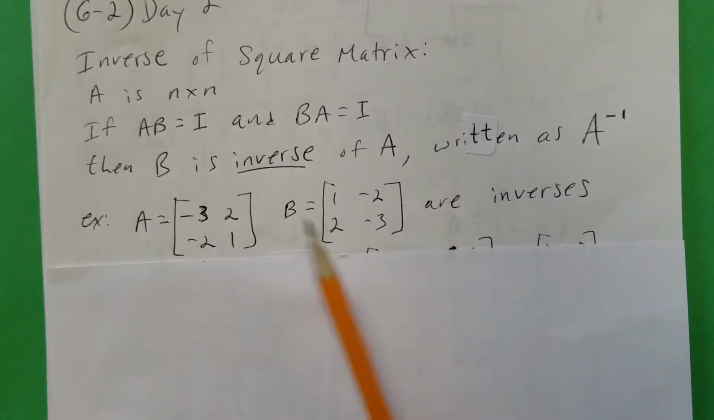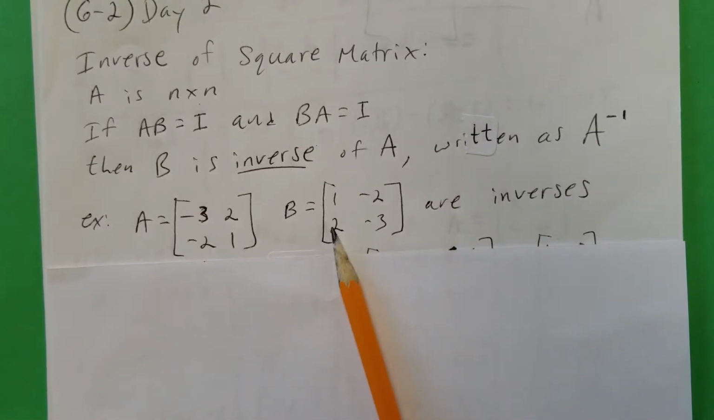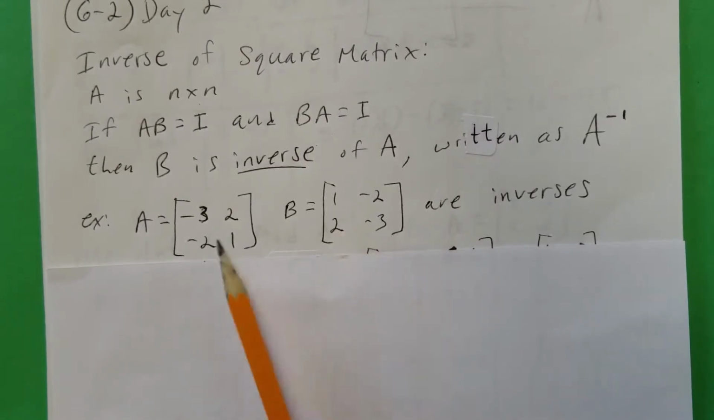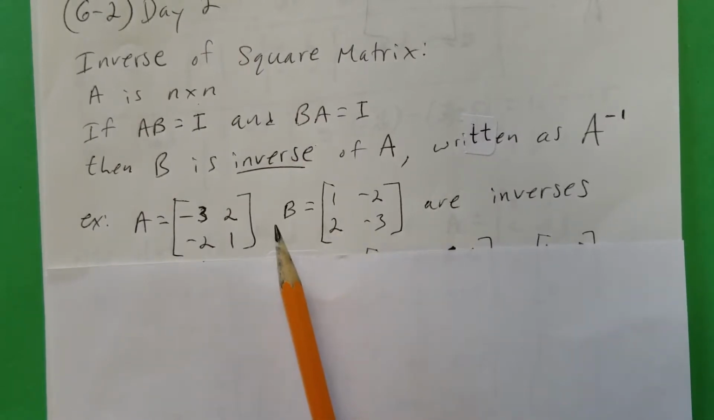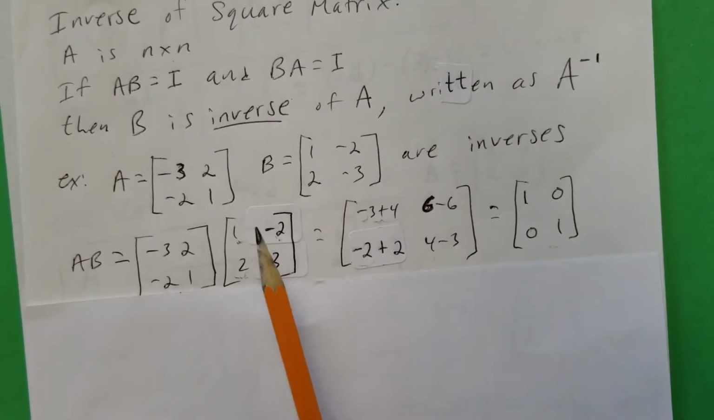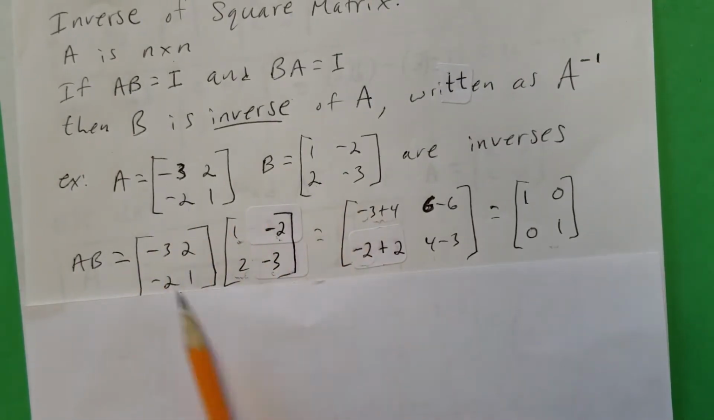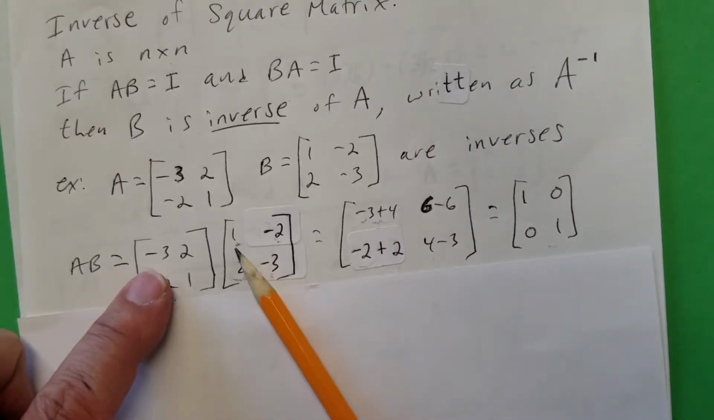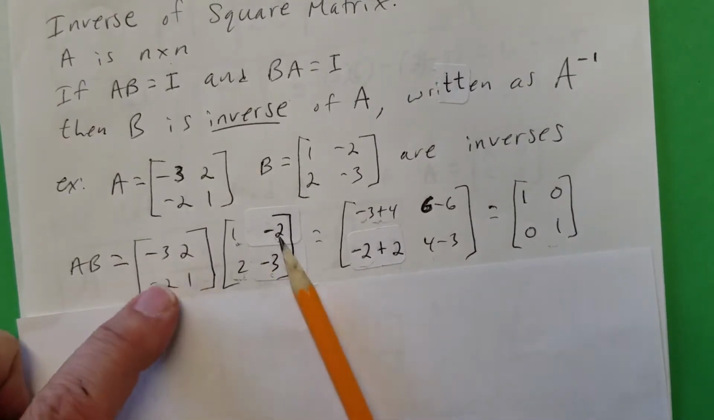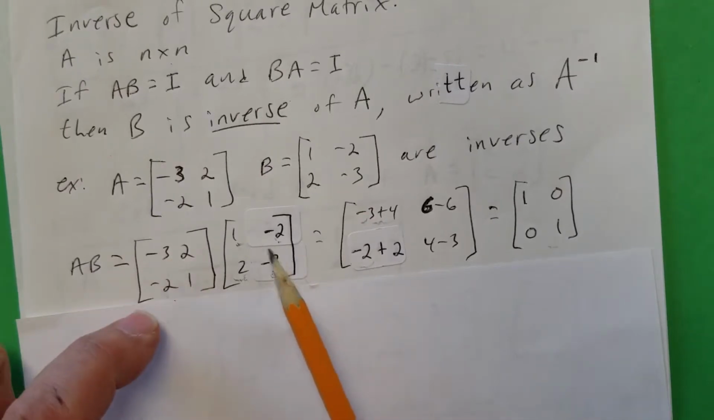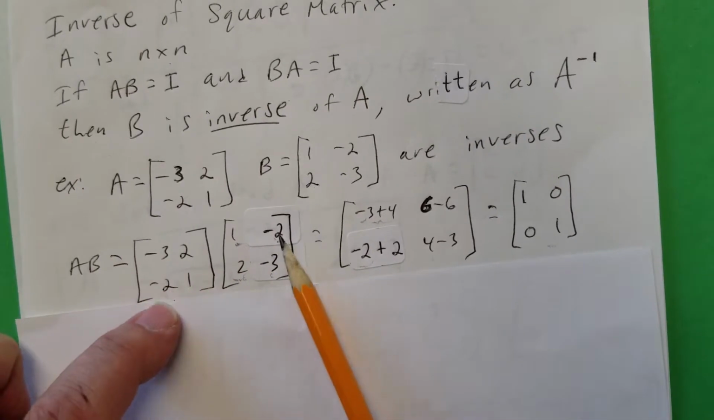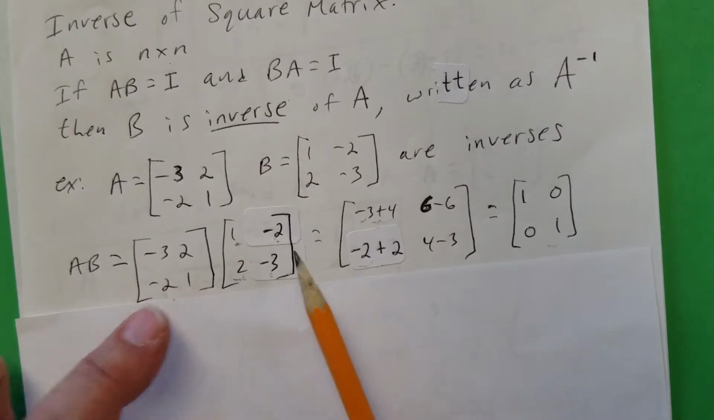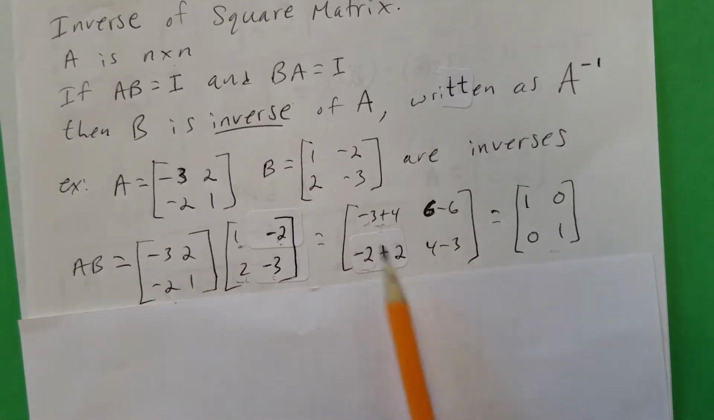here are two matrices. They are inverses of each other. How am I supposed to know that? Well, if you multiply them, you'll get the I matrix. And if you multiply them in both directions, you'll get the I matrix. Let's multiply A times B. This times this. Remember how we do this? Multiply across the first row, then the second row, and now I add the answers.